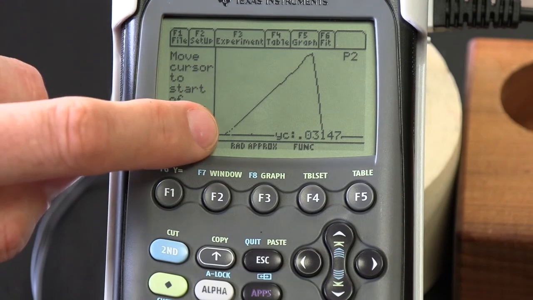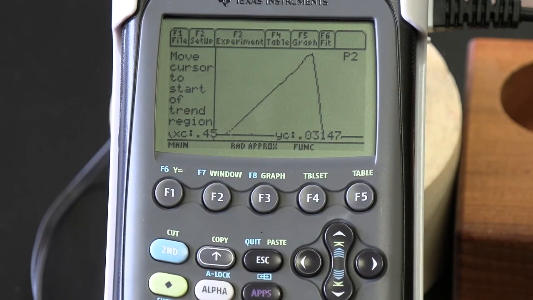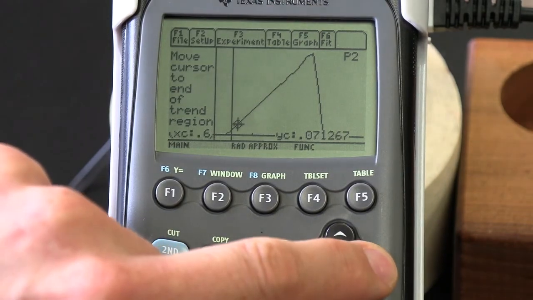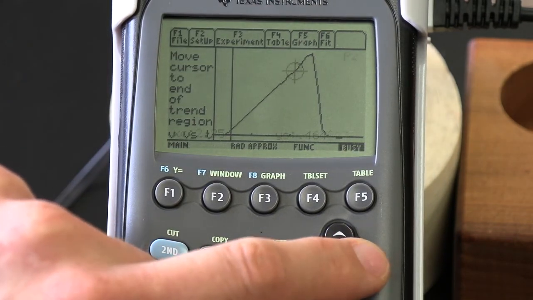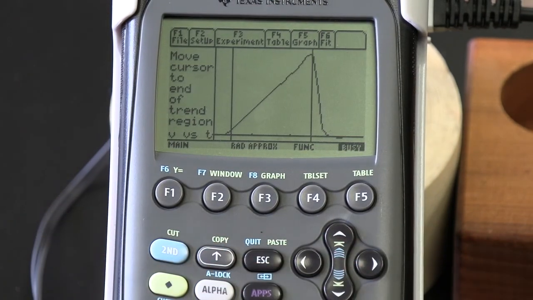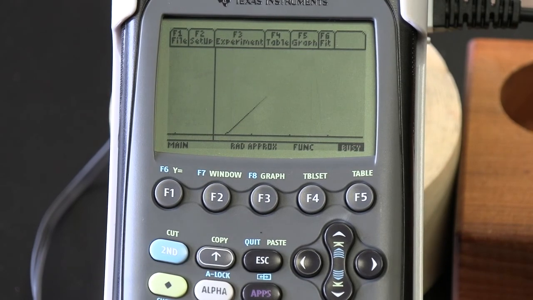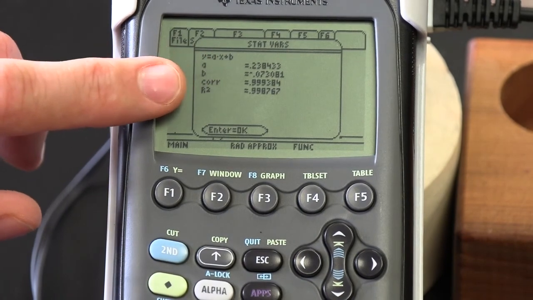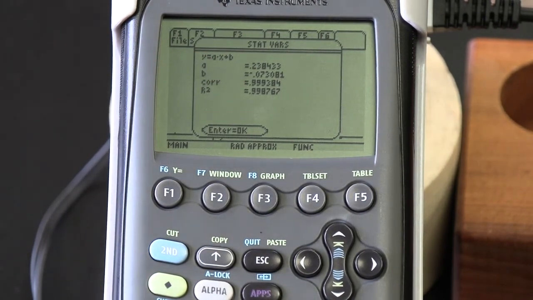I move the cursor to the start of where the car begins to accelerate. And then I move it to the end, which is up over here. And now the calculator will calculate the slope of that line. Okay, and there it is. I see 0.24. So I write that down in my data table right here.